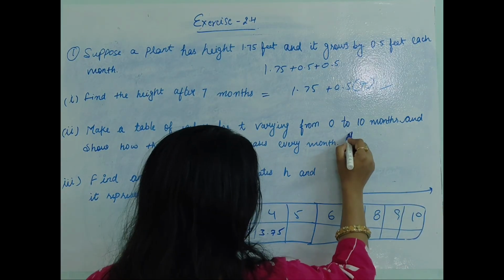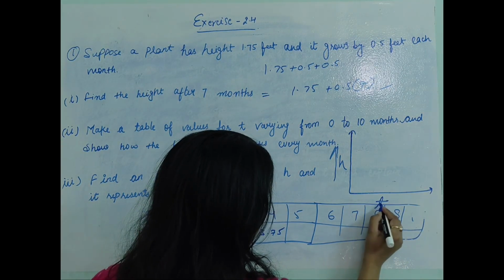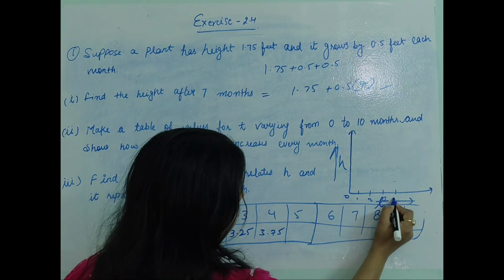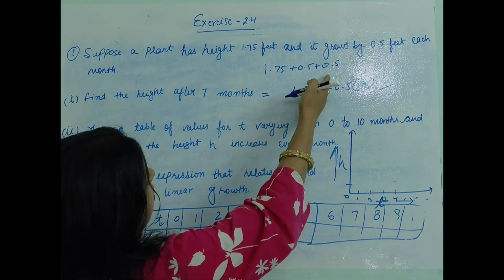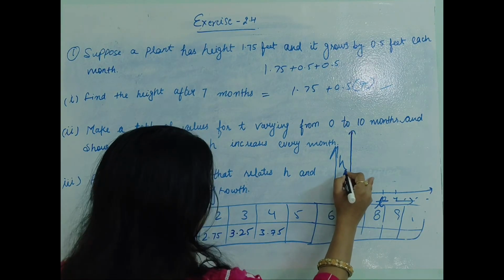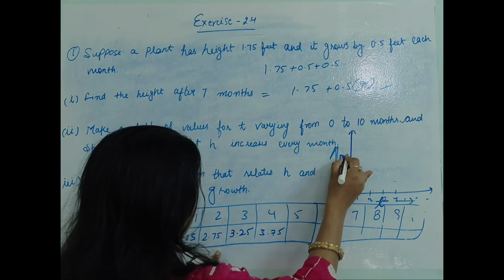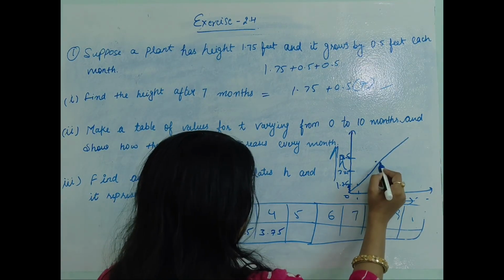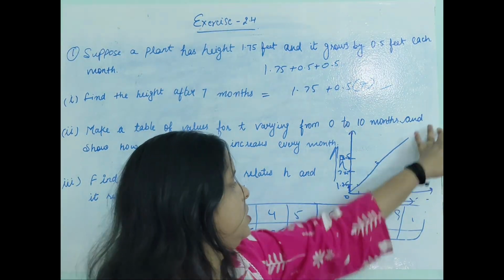If I take this as the height of the tree and this as t, that means the month. So from 0, 1st, 2nd, 3rd, 4th and so on, and the height is 1.75. So you can take a scale of 0.5. So 1.75, then 2.25, then 2.75, 3.25. In this order you can create a graph and mark the values here, and then you can create the graph. So in this way you can see that this is linear growth, because this graph is increasing, so that's why it is a linear growth.